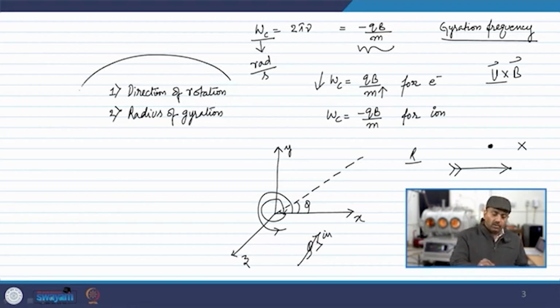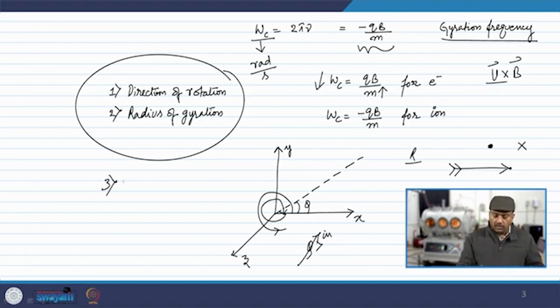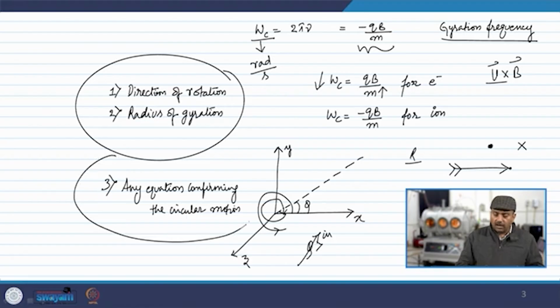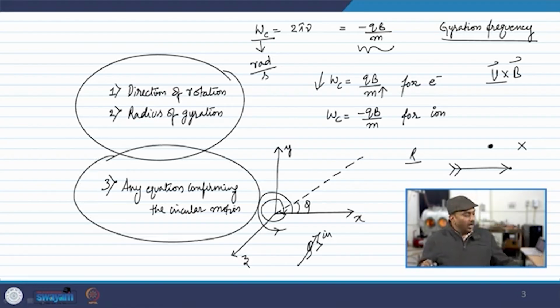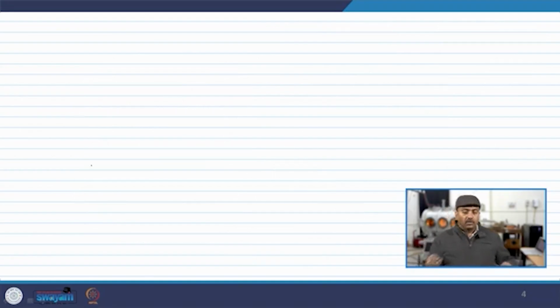So, these two things we have to understand, and the third thing is we have to derive an equation which conforms to the circular motion, right. Ultimately, if we have to understand the problem completely, we need to have answers for these three questions. Deriving these second order differential equations is not the complete story, we have to solve them. Let us rewrite them here.